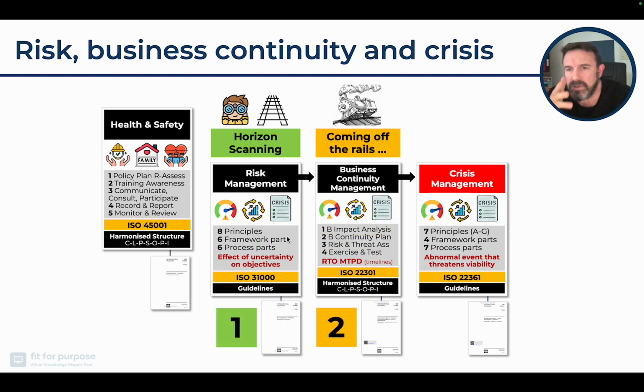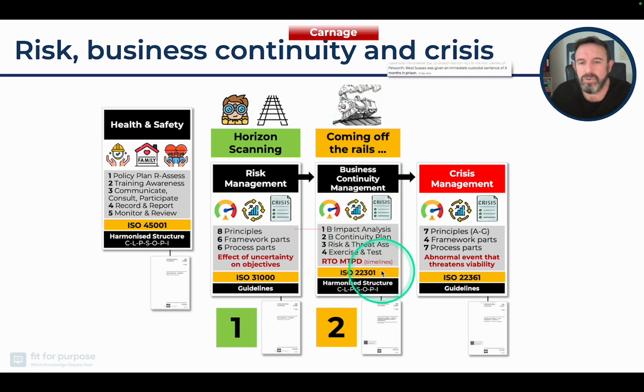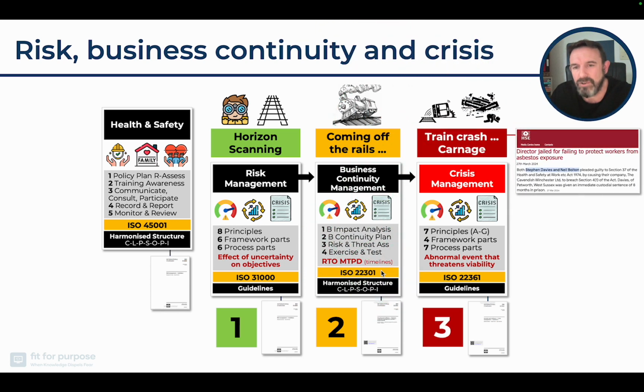Number 2, business continuity. This is about potentially coming off the rails, responding to, and preparing, I should say. We've got business impact analysis, continuity plan, risk and threat assessment, and that exercise and test. There are 4 major elements to business continuity. And then the train crash. This is the crisis. This is that abnormal event. We are now off the rails. The business is potentially under threat.